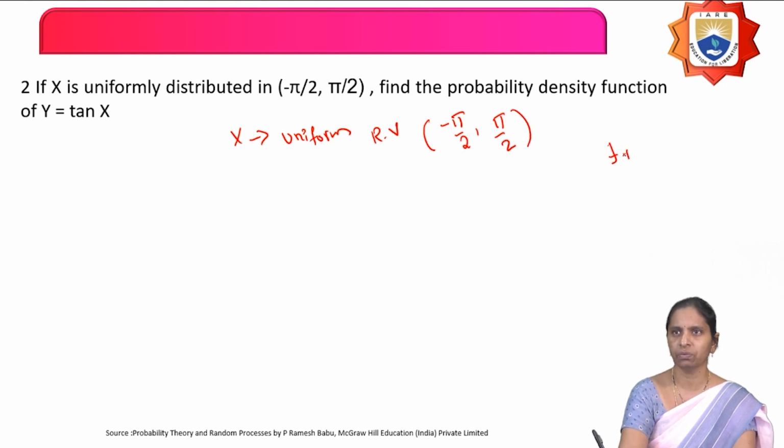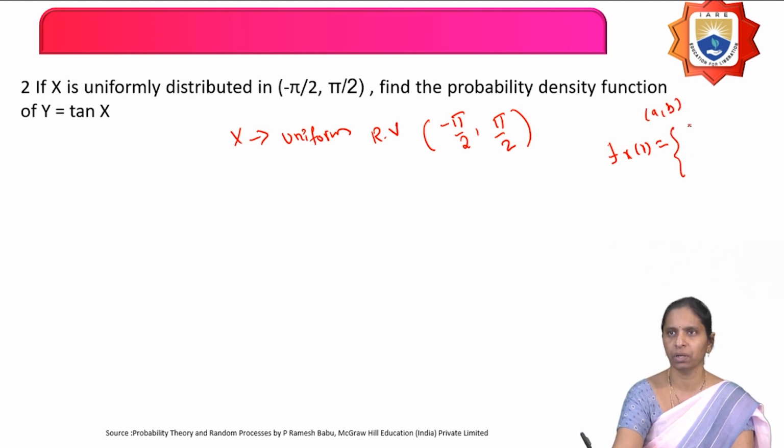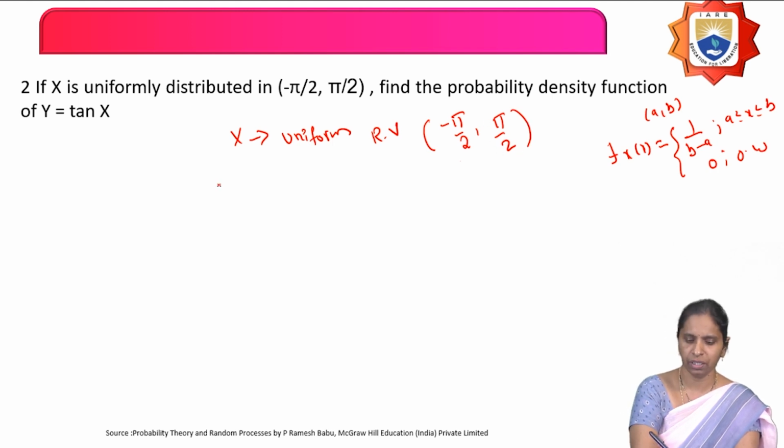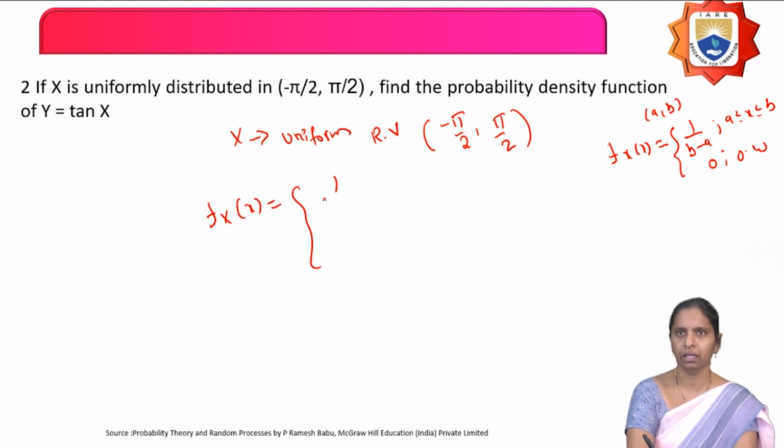So what is the density function of a uniform random variable distributed over the interval a comma b? What is the formula? It is 1 by b minus a when x is from a to b, and 0 otherwise. Similarly, here in place of a you have minus pi by 2 and in place of b you have pi by 2. Then fx of x equals 1 by b minus a, so pi by 2 minus of minus pi by 2, that is nothing but 1 by pi.